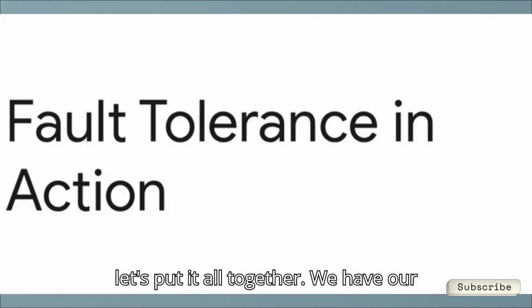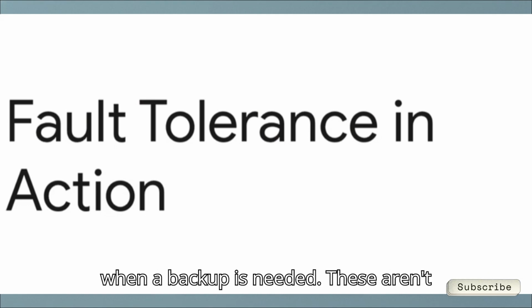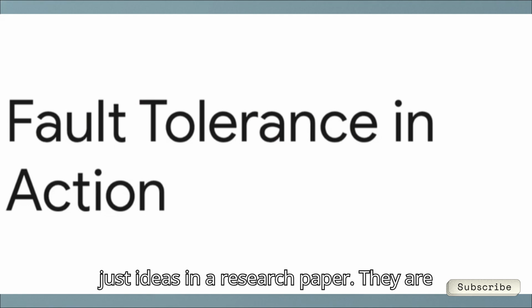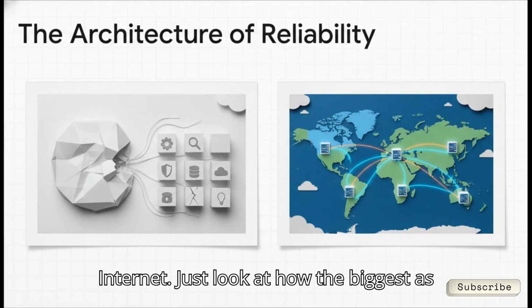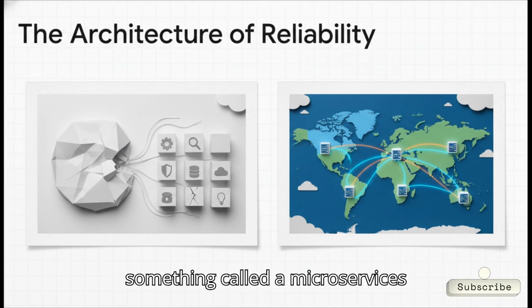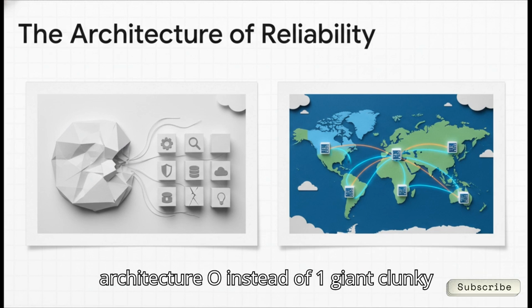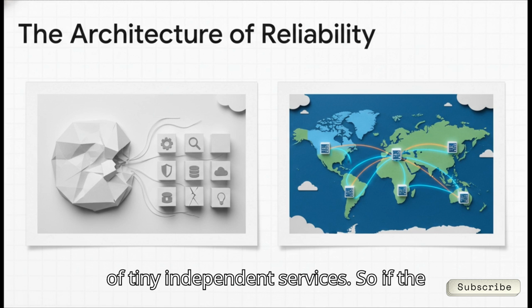So let's put it all together. We have our two big principles, replication for having backups and gossip for knowing when a backup is needed. These aren't just ideas in a research paper. They are the absolute foundation of the modern internet. Just look at how the biggest apps you use every day are built. They use something called a microservices architecture. So instead of one giant clunky program, the app is broken up into dozens of tiny independent services.